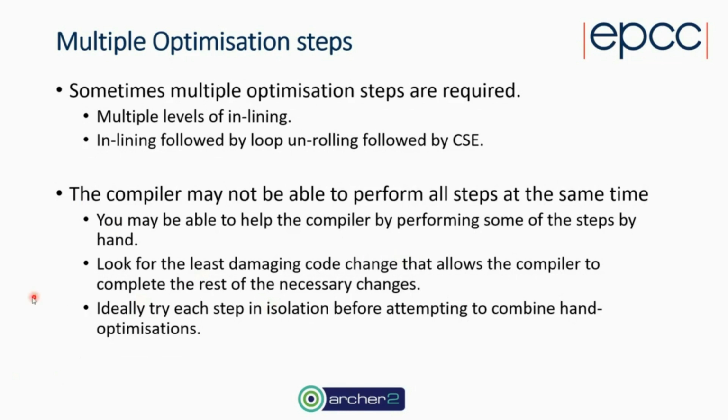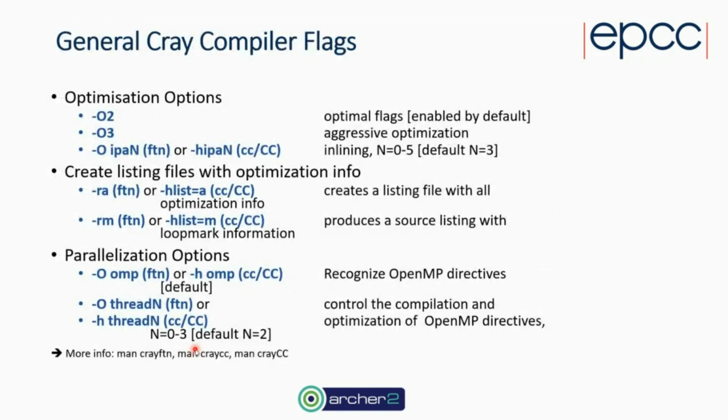But there again, we want to do this in a nice, controlled fashion. Try each step in isolation before trying to combine it with hand optimizations. So try getting the compiler to do all the inlining and see what that does, or get the compiler to do the unrolling and see what that does. And then that will give you an idea as to whether you need to spend more time doing some of this manually. If both inlining and unrolling separately give good performance benefits, but when you try and move them both together, you don't get the same performance benefits, then it may be that you have to help the compiler there by making some code modifications.